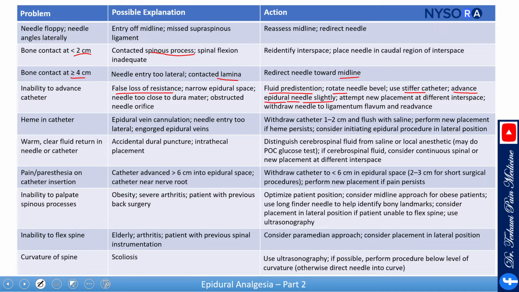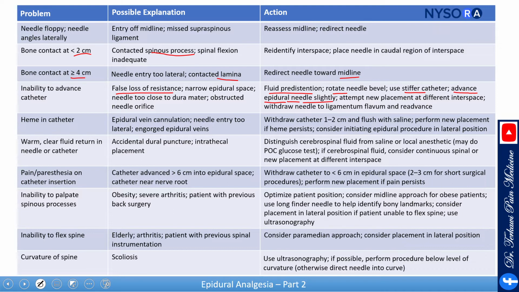Heme in the catheter: most likely you encountered an epidural vein, or the needle entry was too lateral, or you have an engorged epidural vein, especially in pregnancy. Withdraw the catheter 1 to 2 centimeters and flush with saline, or perform a new placement. If heme persists, consider initiating the epidural procedure in the lateral position.